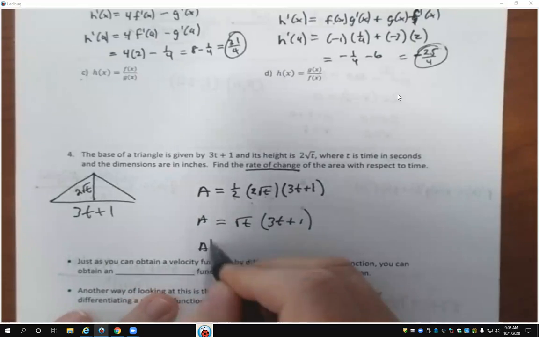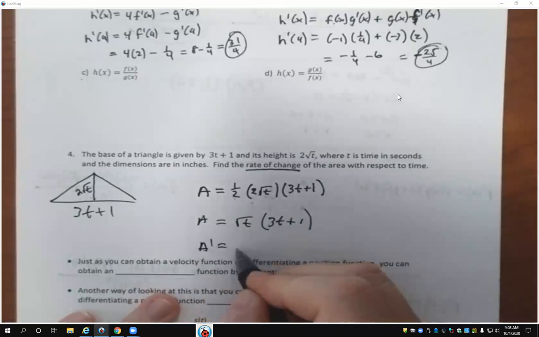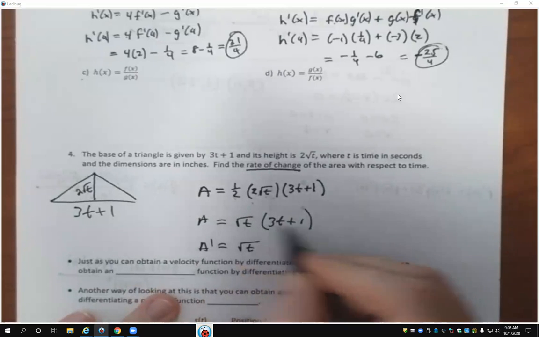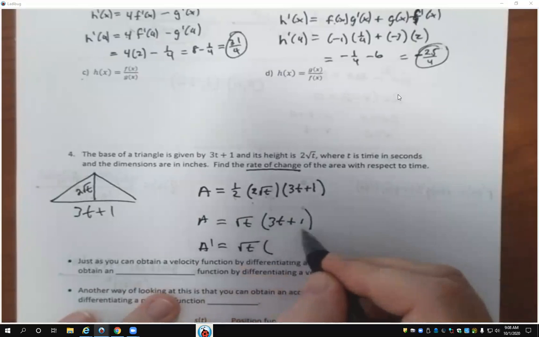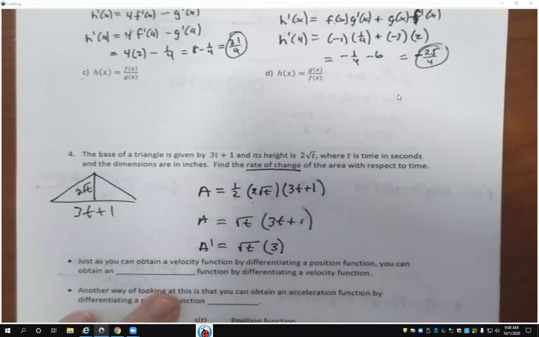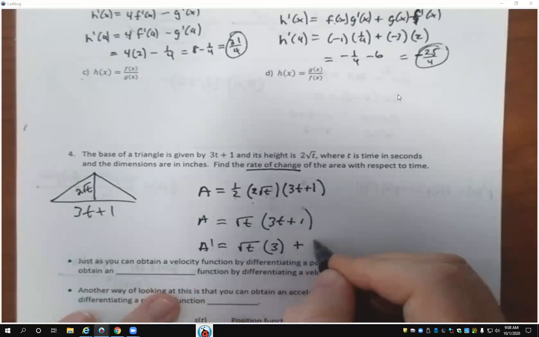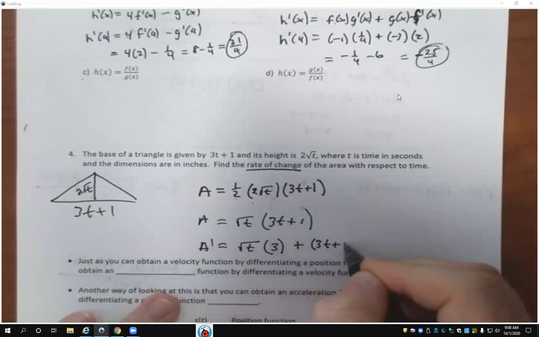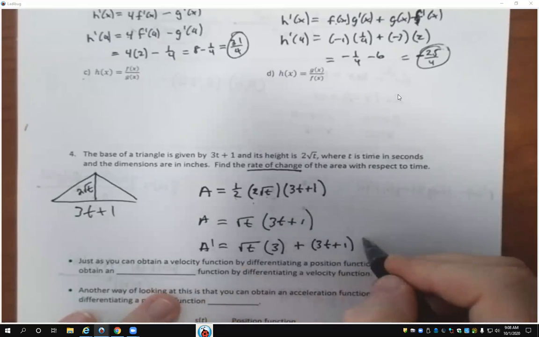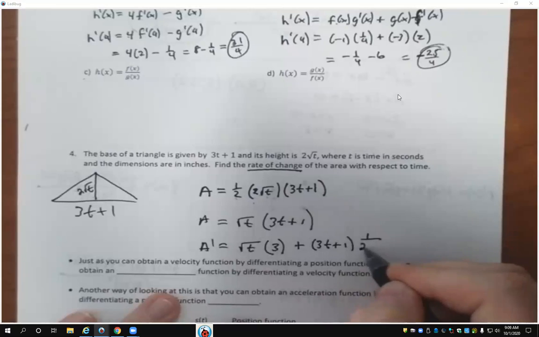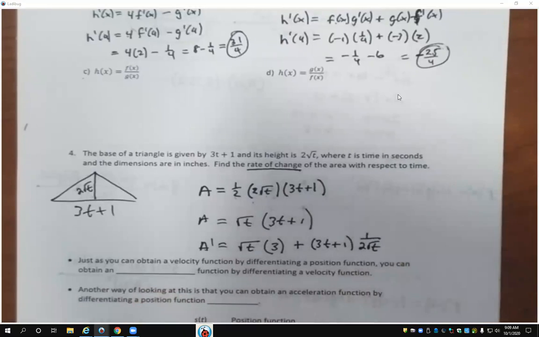So the derivative is first thing times the derivative of the second thing. Derivative of 3t plus 1 is 3. Plus second thing, 3t plus 1 times the derivative of the first thing, which is 1/2 radical t. And then from there, it's going to be some algebra manipulation, just like on number 17.